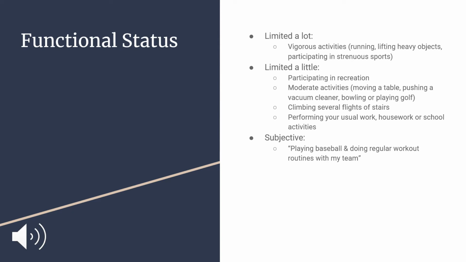Functional status. So when my patient filled out all these surveys at his intake appointment or initial evaluation, he said that he was limited a lot in vigorous activities. And the survey gave examples like running, lifting heavy objects, participating in strenuous sports. And he's limited a little in participating in recreation, moderate activities. And the survey gave examples of moving a table, pushing a vacuum cleaner, bowling, and playing golf. And also climbing several flights of stairs and performing his usual work, housework, or school activities. But subjectively, he did state that he functionally was most limited in playing baseball with his team and doing his regular workout routines at practice.